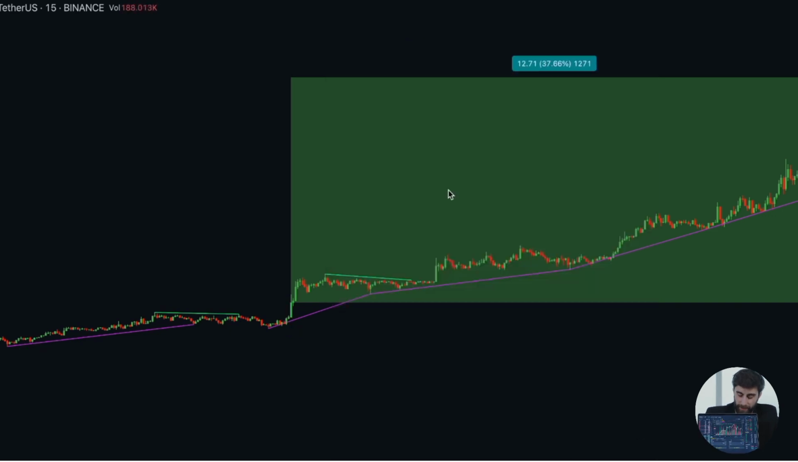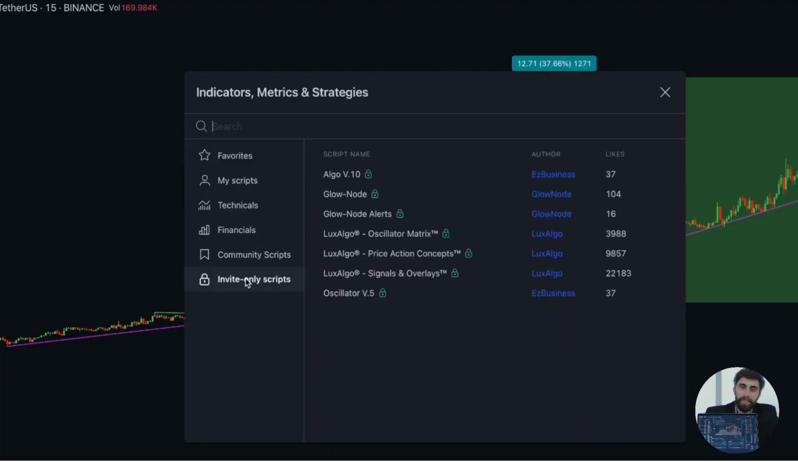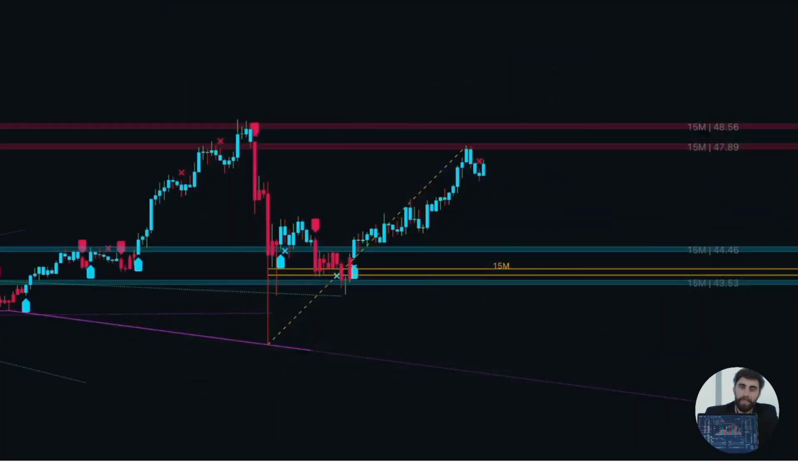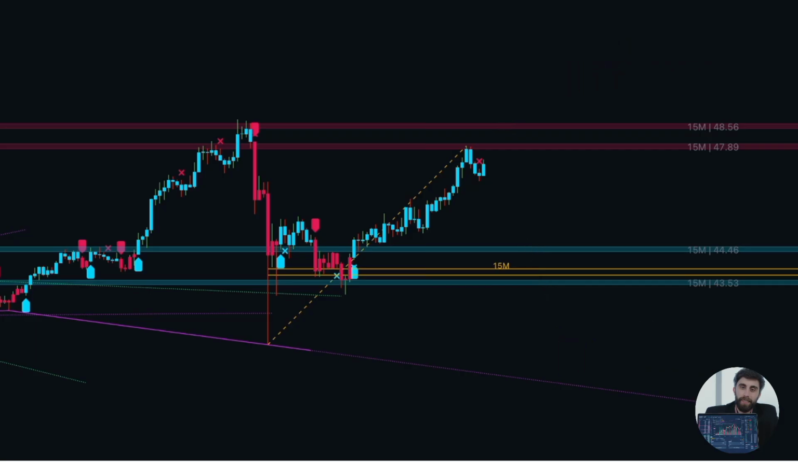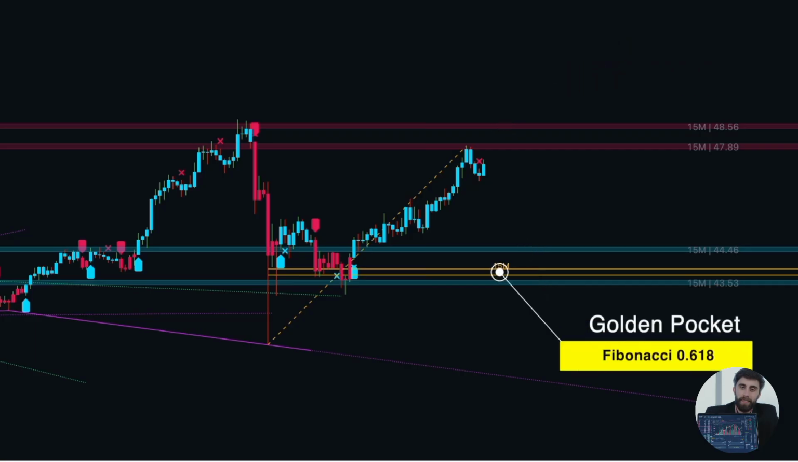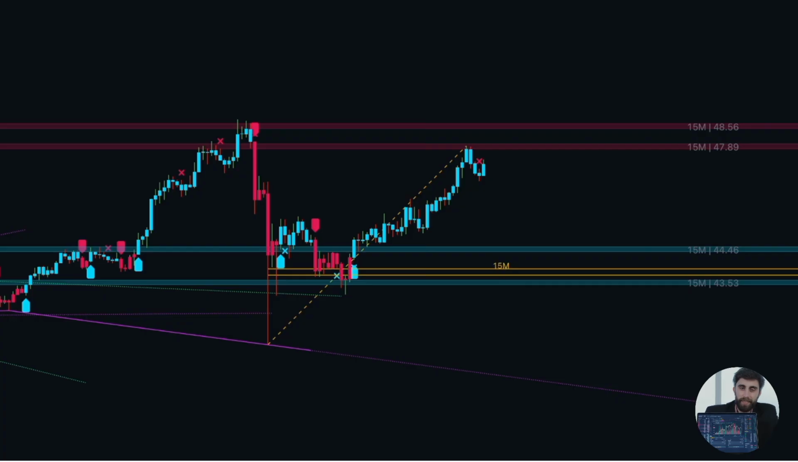This pro indicator is called algo V10. I will leave its link in the video description. In default mode, the indicator comes with buy and sell signals, support and resistance levels, and golden pockets. A golden pocket is a Fibonacci 0.618 ratio automatically drawn on the chart.